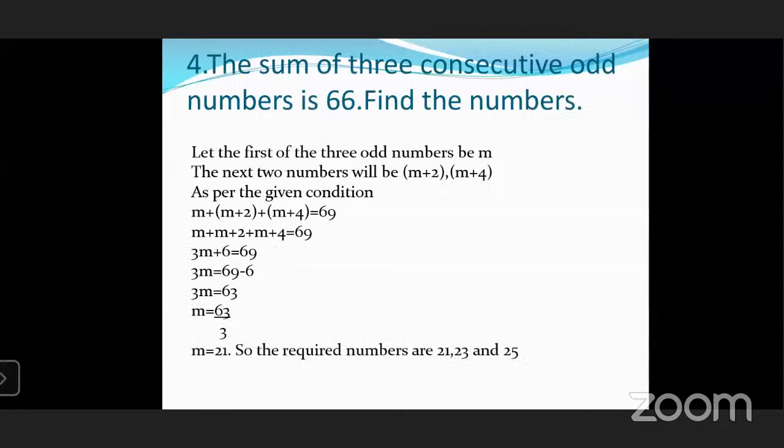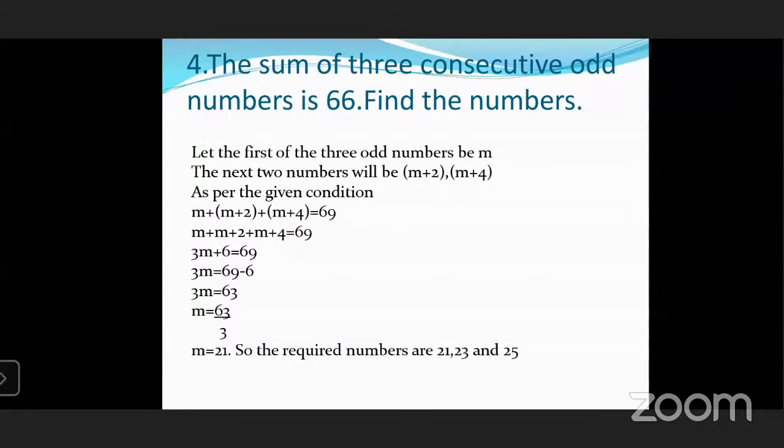Now go through this question again. The sum of three consecutive odd numbers is 66. There are three odd numbers. When you add the three odd numbers, you get 66. Now, what's the first odd number? We take it as m. So what will be the next? m plus 2, right? And still the next one, m plus 2 plus 2, which is m plus 4.